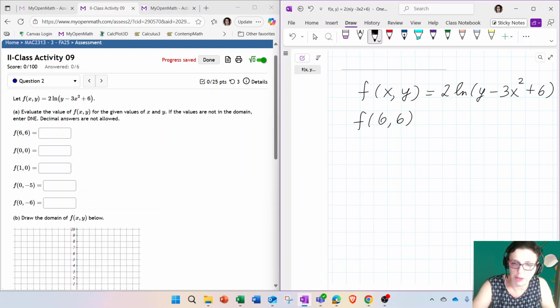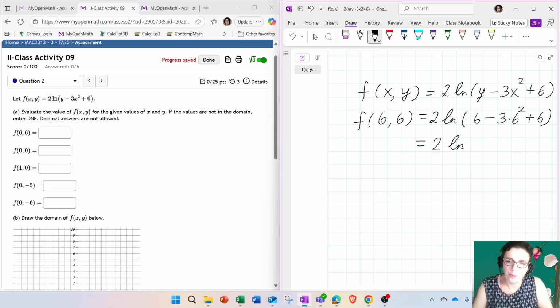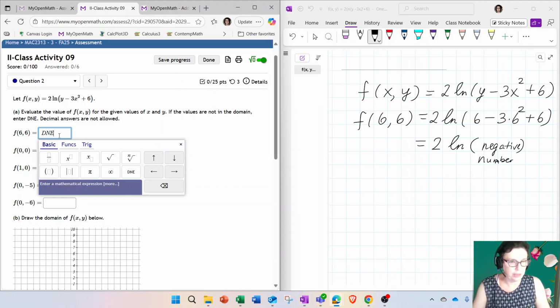So 6, for example. So I would get 2 natural log. So instead of y, I'm plugging in 6. And also instead of x, I'm also plugging in 6. Now, you need to remember that natural log is only defined for positive numbers. It is not defined for 0, and it is also not defined for negative numbers. So here I can definitely see that no matter what, this is just going to be some kind of negative number, and logs of negative numbers are undefined. So that, if you can just put D and E, that would be good.